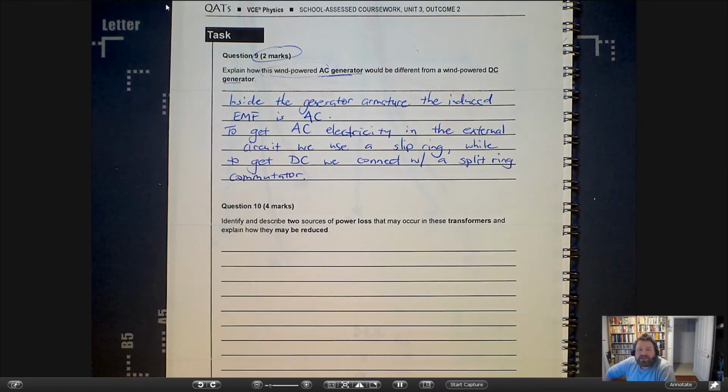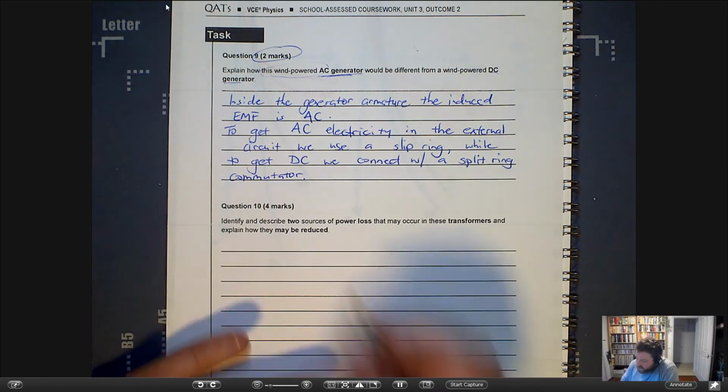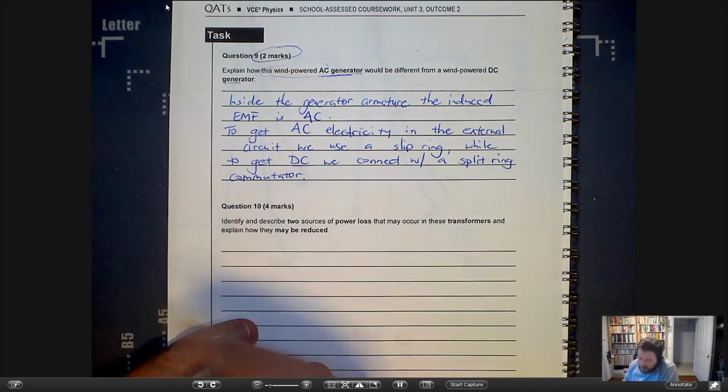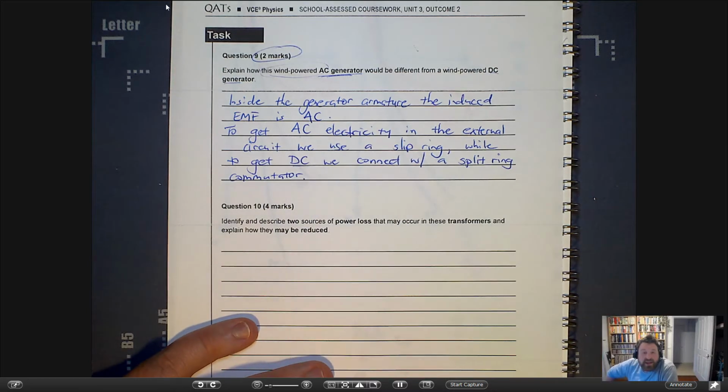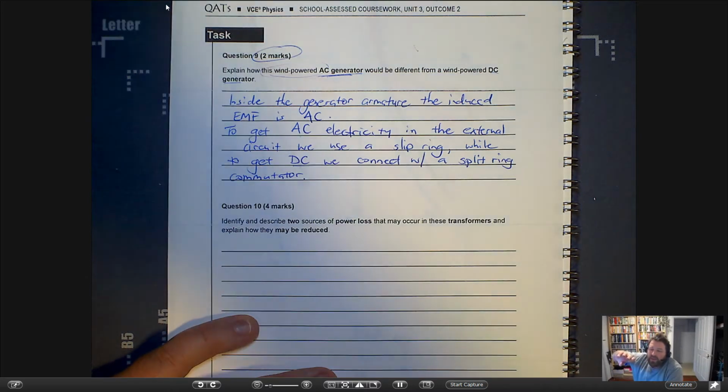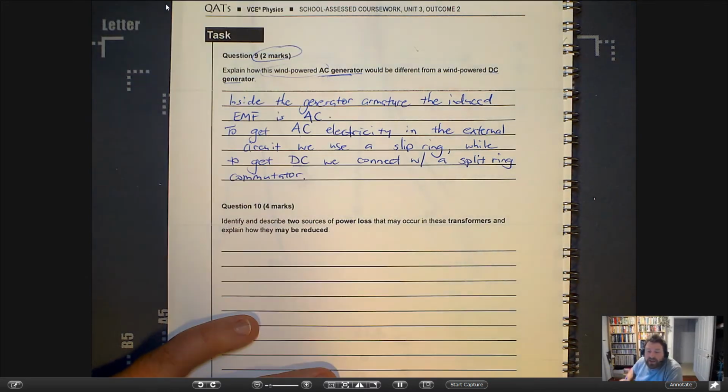It's only worth 2 marks, so it's really looking for you to just identify that DC is a split ring commutator, AC is a slip ring. The 4 mark version of this question is where they ask you also to explain the operation of the split ring commutator, the way that it flips the current every half turn. But you're not being asked to do that here, and it's only worth 2 marks. So you're really just looking to identify that the difference between an AC generator and a DC generator is just which type of commutator you stick on there.